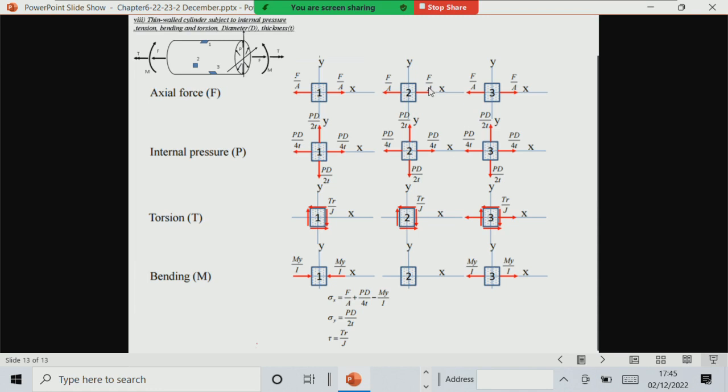So from the top one, we have F over A. Is it positive or negative? It's obviously positive, it's tension. So F over A plus PD over 4t. There's nothing from the torque, and there is nothing here. So sigma x is equal to F over A plus PD over 4t. Sigma y is just PD over 2t. And the shear stress is the same as this case. So may I ask you to write it for the last point, point three, please? So point three, we have F over A positive, PD over 4t positive, and My over I positive.